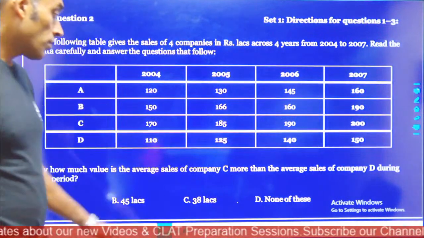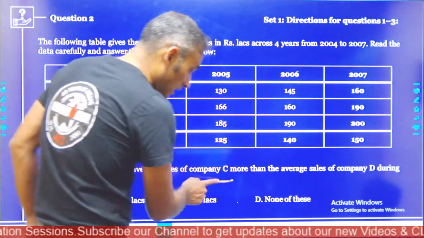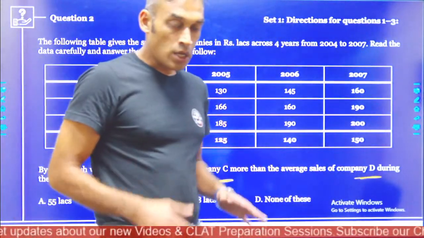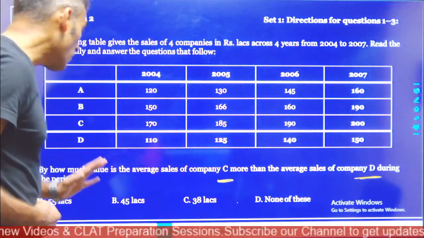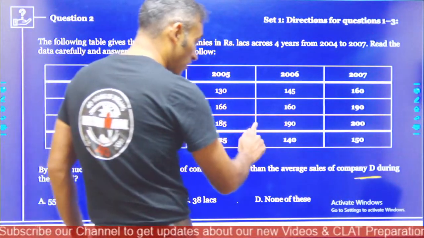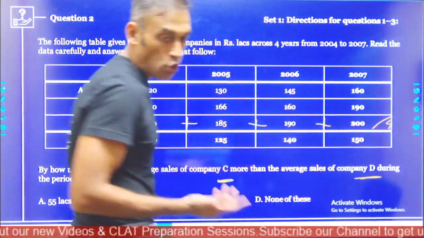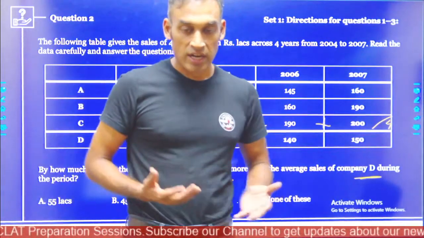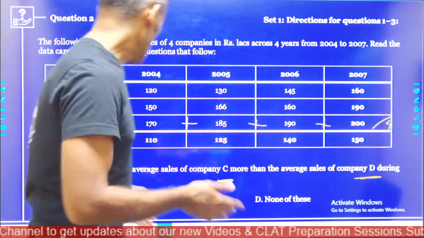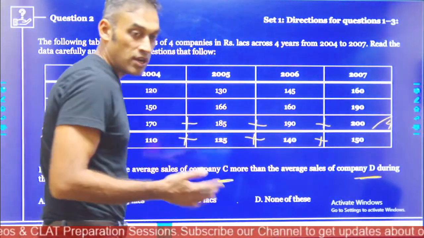So we are supposed to find out by how much value the average sale of company C is more than the average value of company D. Now, again in this question, one way of doing it is I add all of them: 170 plus 185 plus 190 plus 200, and divide by 4 to find the average. You all know how averages are calculated. It's nothing but the sum of all terms divided by the number of terms, right? Similarly for D, we add all of them and divide by 4.